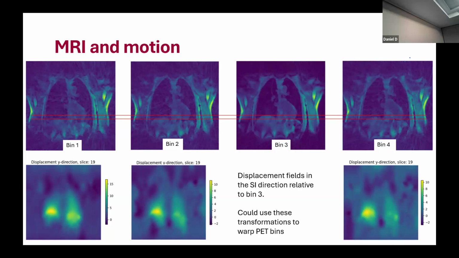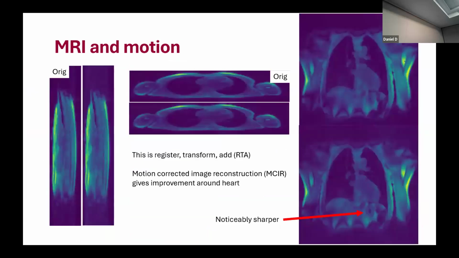Ultimately, I could create the MRI bins to be consistent with the PET bins, and then potentially use the displacement information, because it's much richer, to transform the PET. That's the correction. So that's also done with registering, transforming and adding.